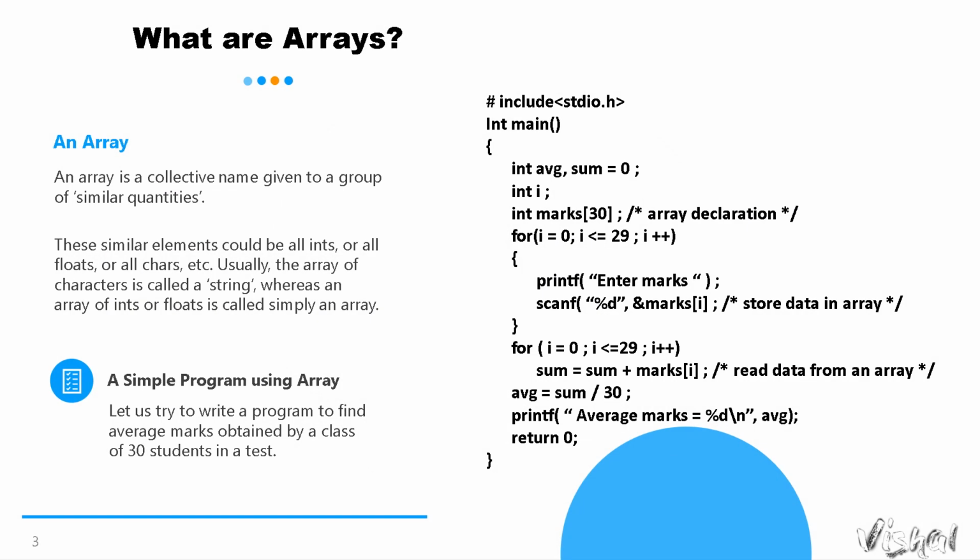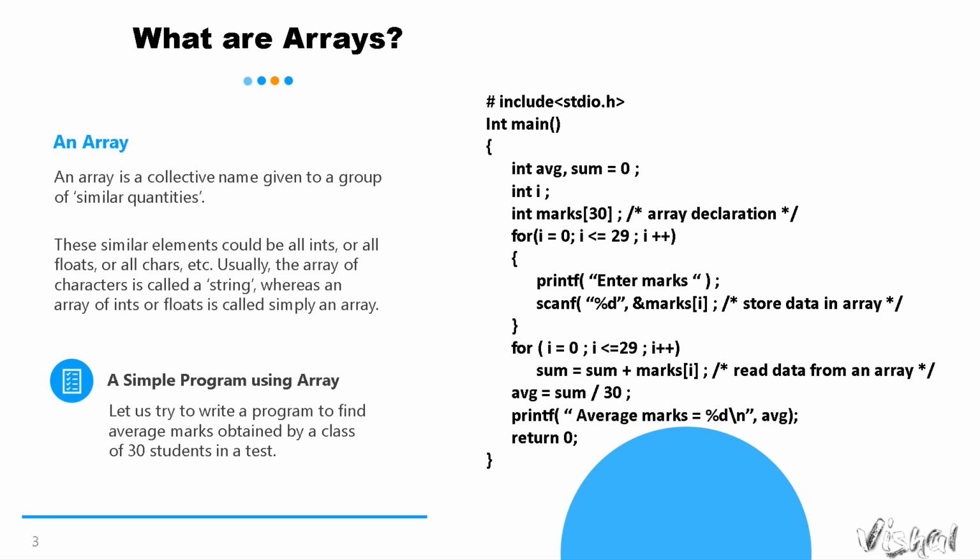First question that comes here is, what are arrays? An array is a collective name given to a group of similar quantities. These similar quantities could be all ints or all floats or all chars, etc. Usually the array of characters is called a string, whereas an array of ints or floats is called simply an array. What does this mean? Every similar quantity can be stored with the help of an array.